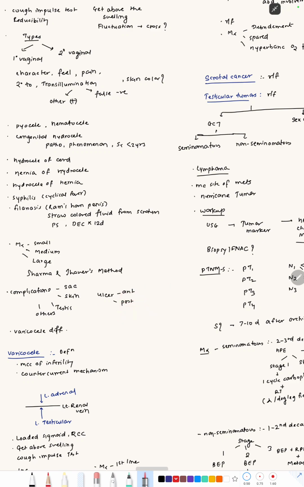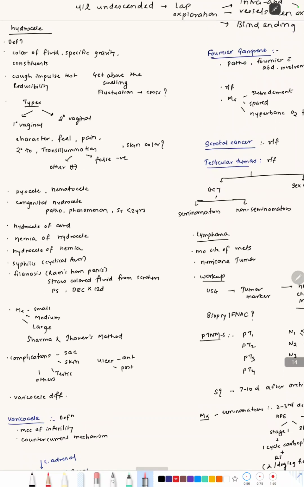Now, the testis, it can lead to tubular atrophy, leading to impotence. Other causes are impotence, infertility, and all those things. So this is all about the hydrocele.